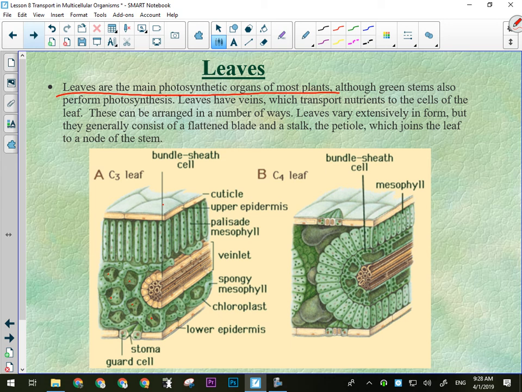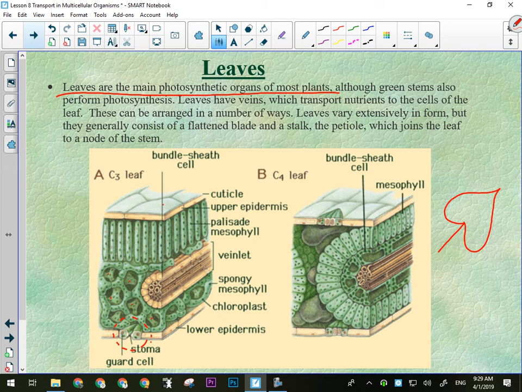Then underneath that layer, obviously we have another layer of epidermis, another layer of cuticle, and that is where our stomates are. Stomates again are made up of 2 guard cells. So typically leaves look like a blade. The typical kind of leaf shape is like this, kind of like a spade. So leaves typically have that shape.